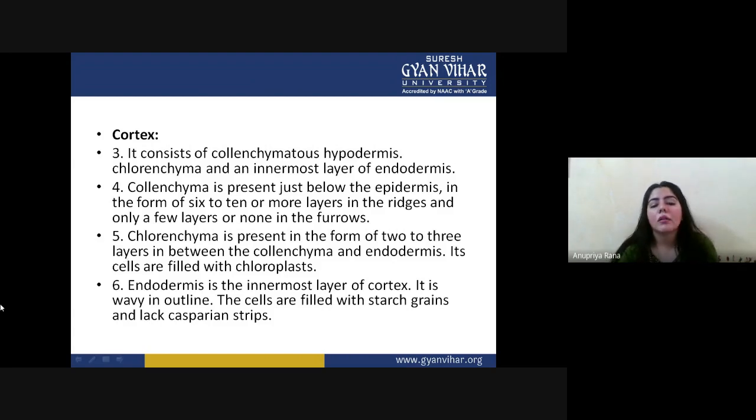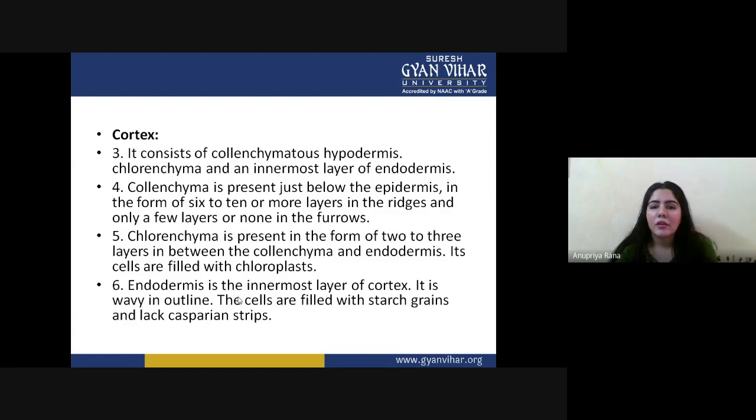These chlorenchyma cells are present between the collenchymatous hypodermis and the endodermis, which is the last layer of the cortex. Their cells are filled with chloroplasts, which is why they can do the function of photosynthesis. Endodermis is the innermost layer of the cortex and it is wavy in outline. So the last layer of the cortex, the endodermis, is majorly wavy in outline.